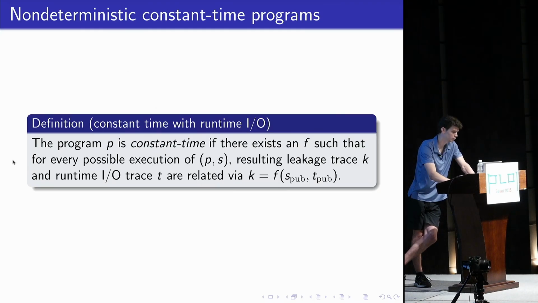So we have a straightforward definition of this, exactly what you'd think it would say. We say that a program is constant time if the leakage trace of the program is a function of, well, now it gets to depend not only on public initial state, but also on any public inputs during the execution. So again, just saying that the leakage trace is a function of public values.